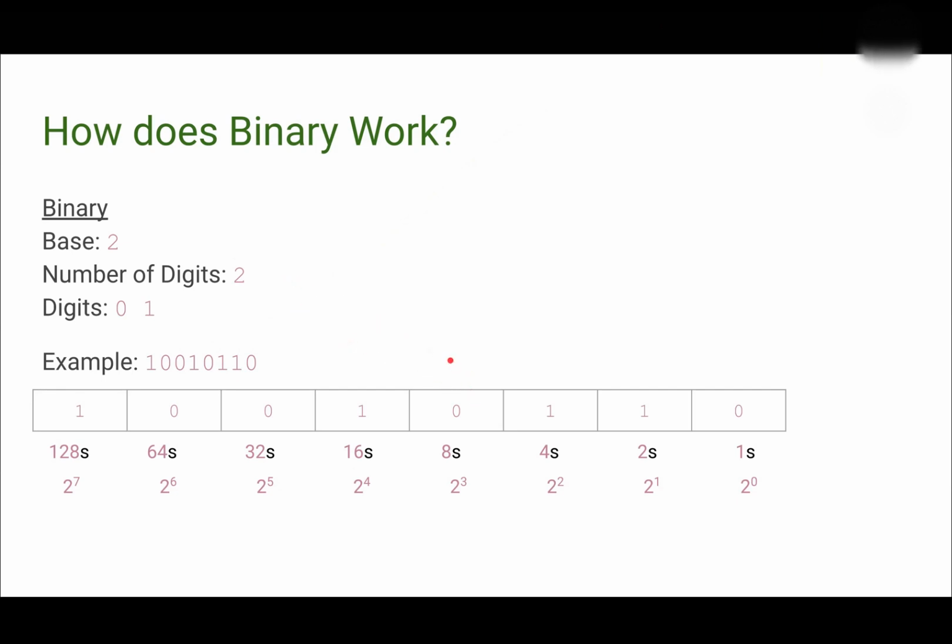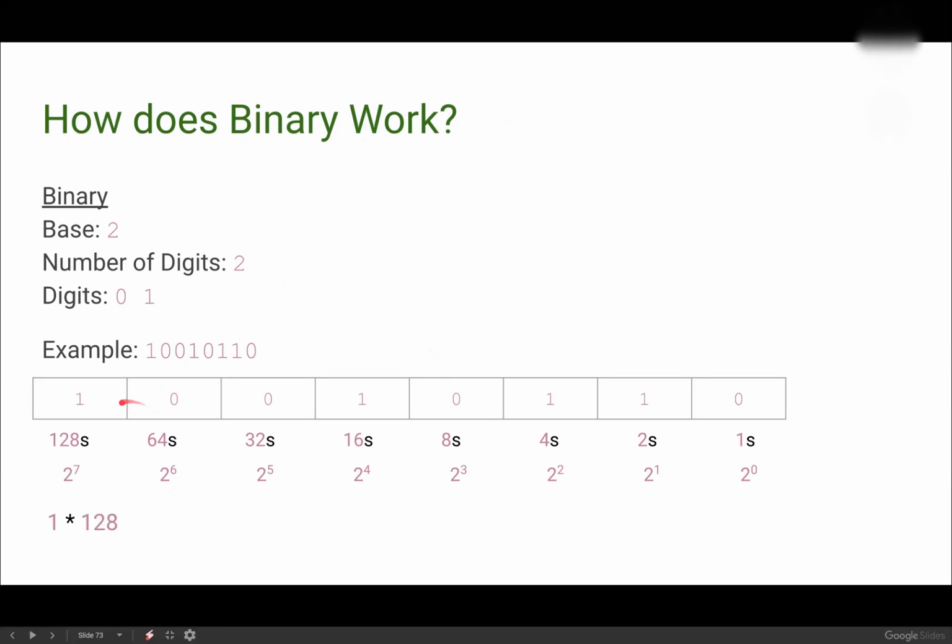So just like in base 10, if I want to find out what number this represents, I can multiply each place by the number it represents. So I'm going to multiply 1 by 128. I'm going to add that to 0 times 64 plus 0 times 32 plus 1 times 16 plus 0 times 8 plus 1 times 4 plus 1 times 2 plus 0 times 1.